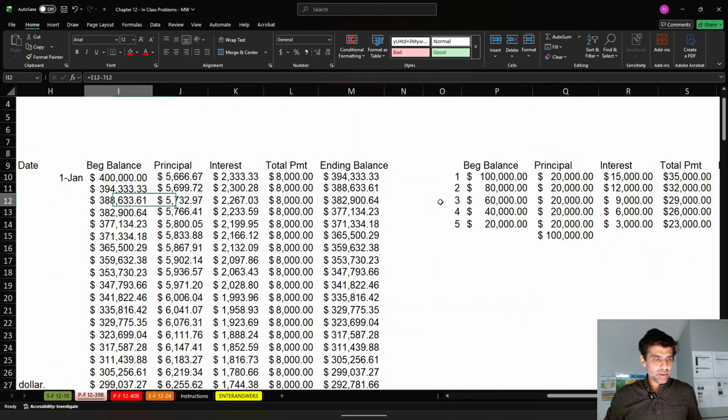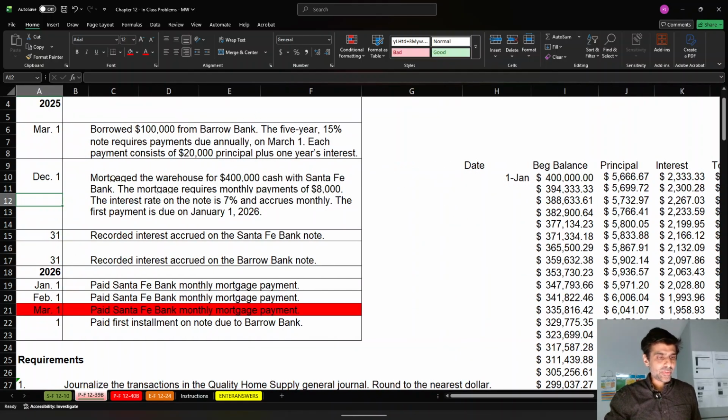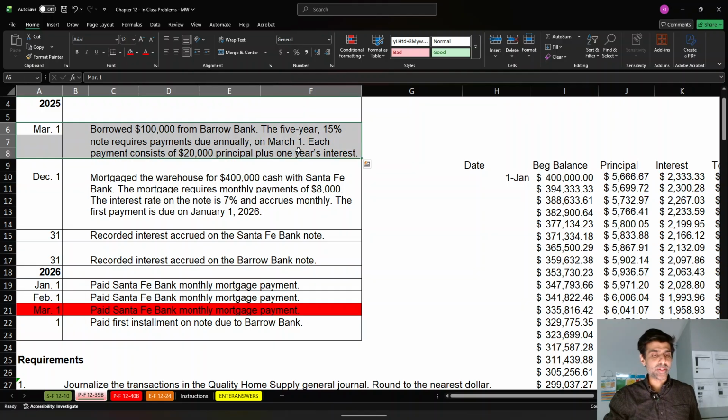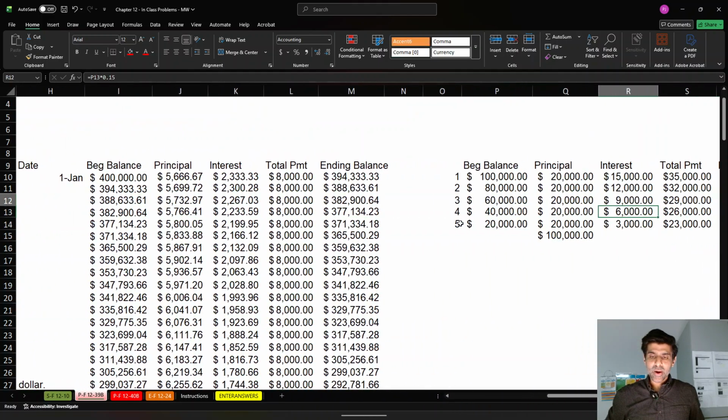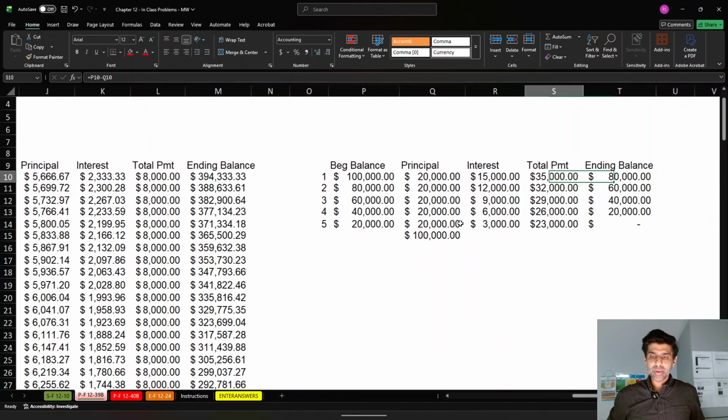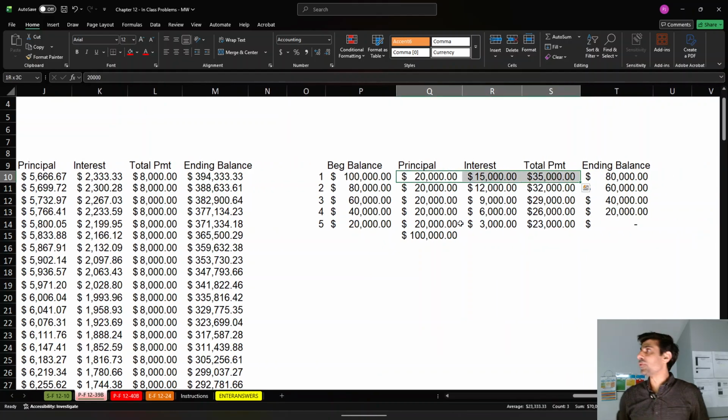Okay, so let's just do the last entry for this Barrow Bank, and then we'll switch to the mortgage. Now we're going to pay off this Barrow Bank. So really, the numbers I'm going to need are in this first payment, right? I'm going to be paying a total of 35,000. That's how much the schedule is saying I'm going to make in this first payment.